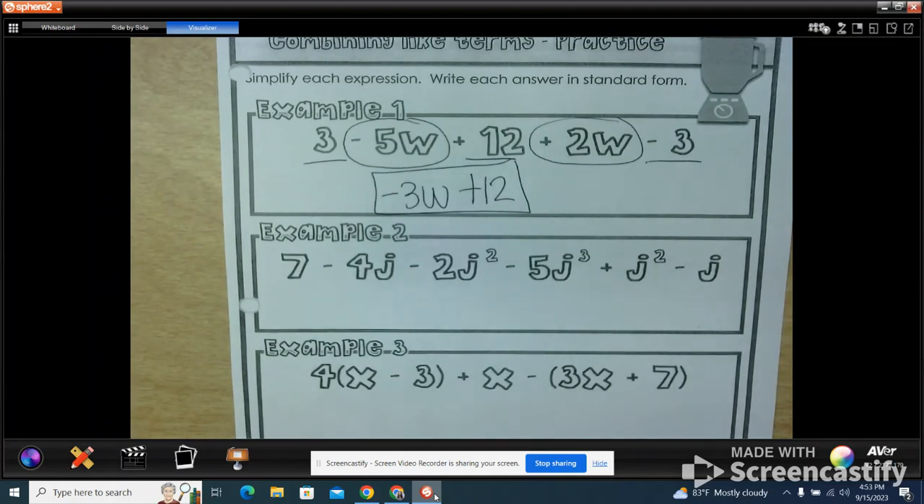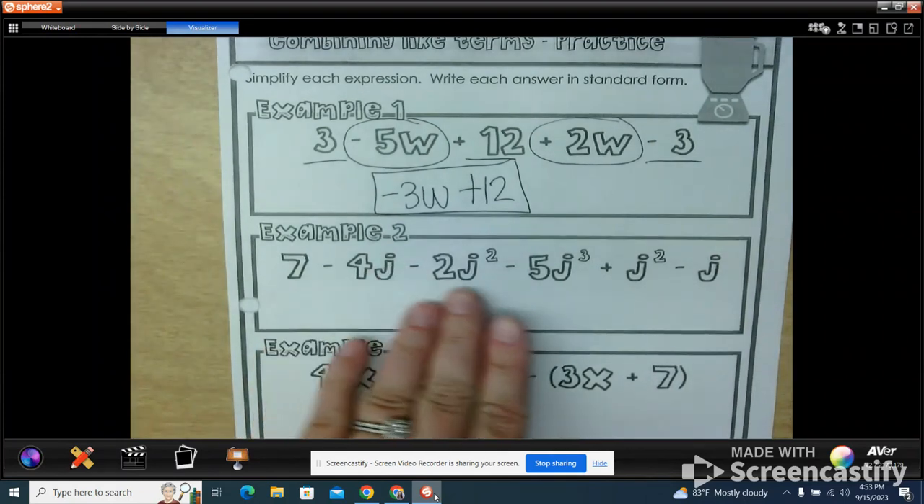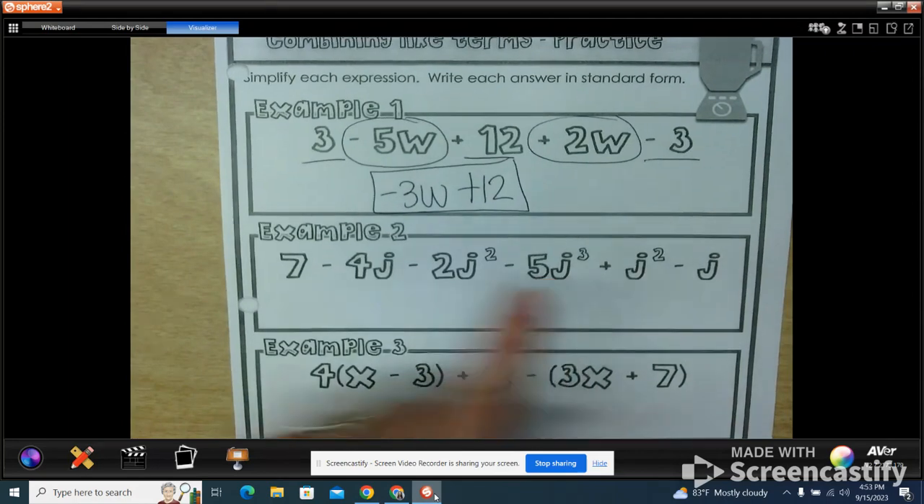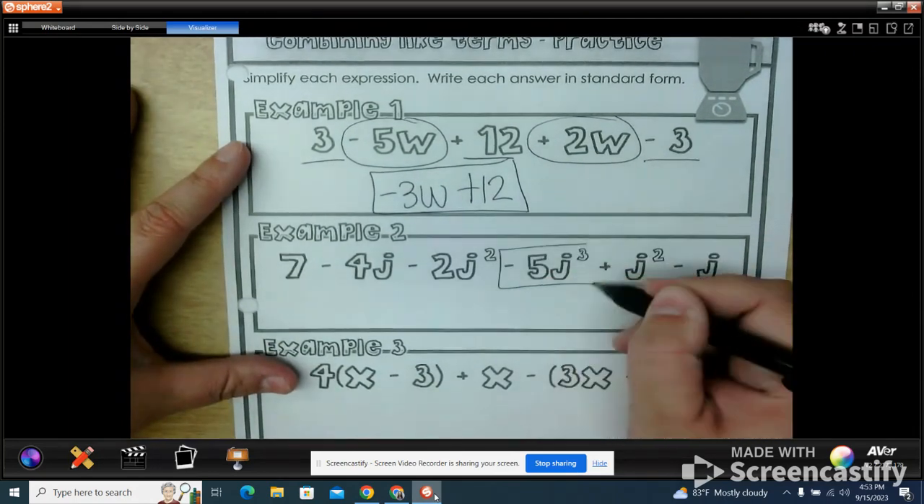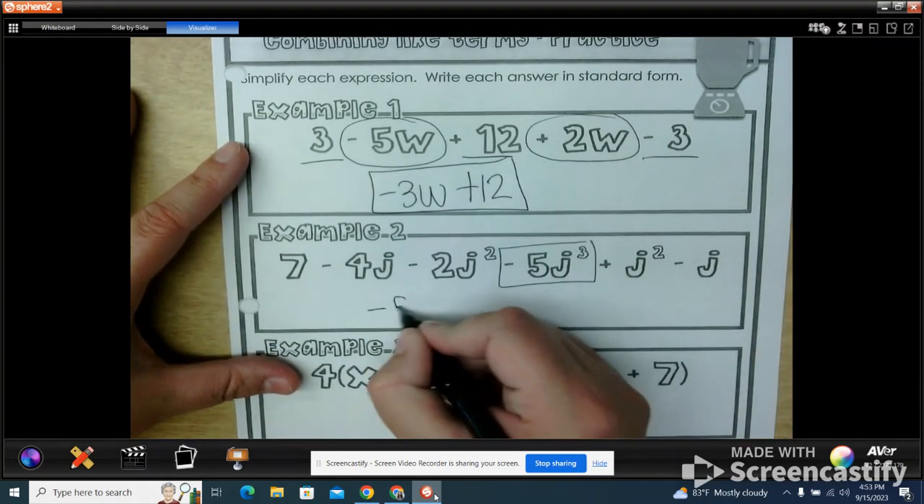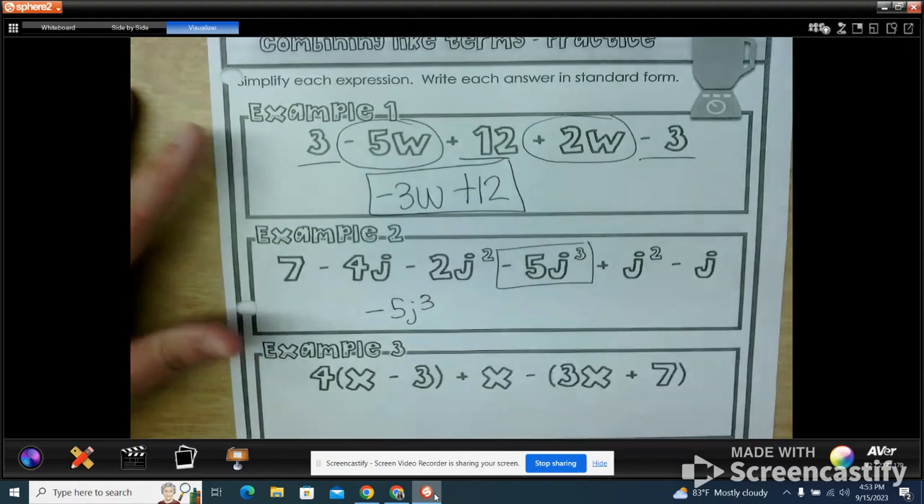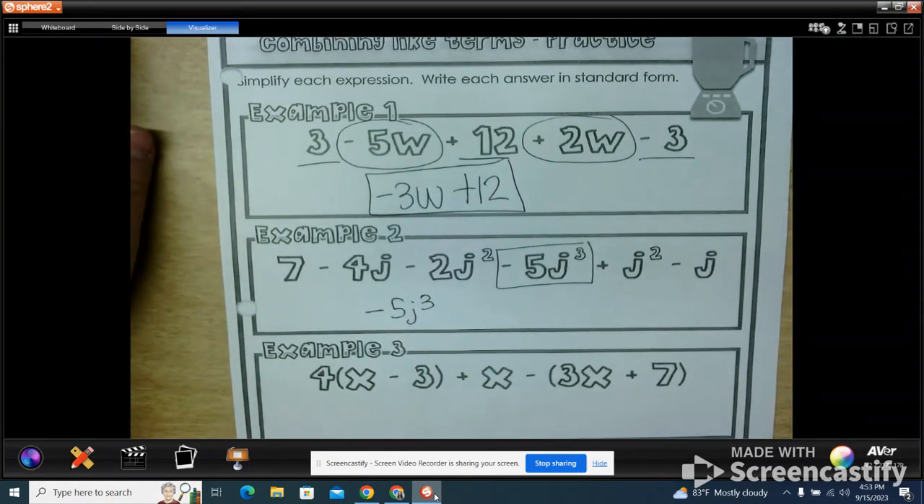All right, example 2. This one has a lot of exponents and j's. We start with the highest exponent. So we're going to start off with 3. There's only one of those, so we're going to write that one down. So negative 5j with a power of 3.